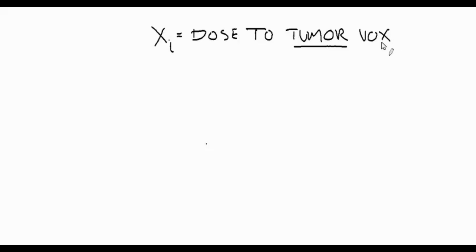Recall that X sub I is the dose to tumor voxel I. Underline that because that's important. And Y sub I is the dose to the normal tissue voxel I.